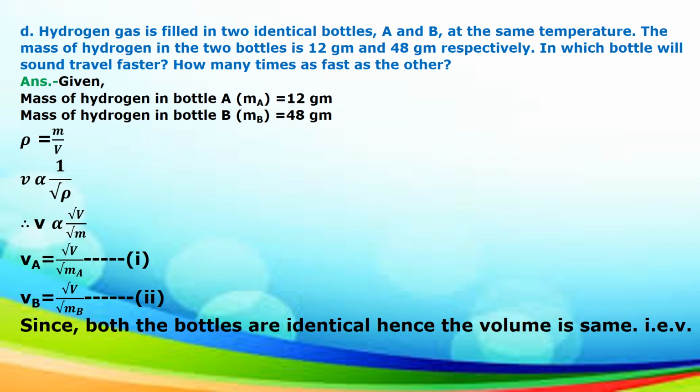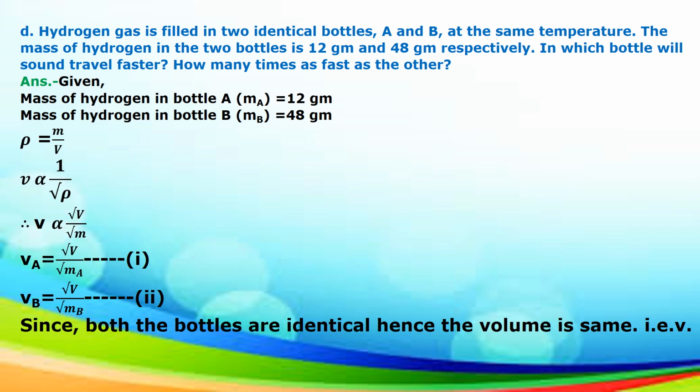Mass of hydrogen in bottle A, that is Ma, is equal to 12 gram. Mass of hydrogen in bottle B, that is Mb, is equal to 48 gram. Now we know rho, that is density, is equal to mass upon volume. So rho is equal to M upon V. Then we know velocity is inversely proportional to square root of its density. So velocity V is proportional to 1 upon square root of rho.